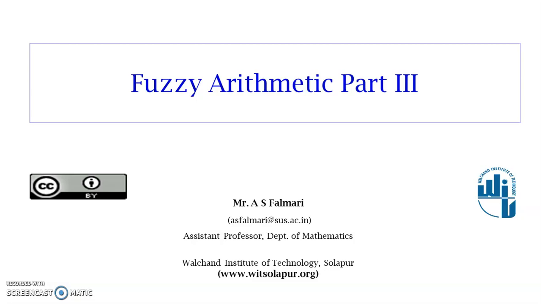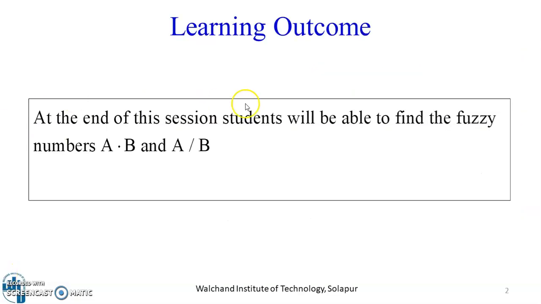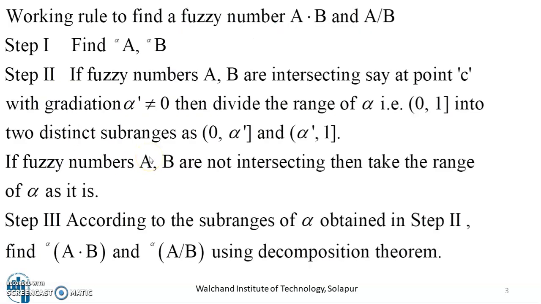In the last two videos, we have discussed how to add and subtract any two fuzzy numbers. In this video and in the next video, we are going to learn how to multiply and divide any two fuzzy numbers. Learning outcome: at the end of this session, students will be able to find the fuzzy numbers A into B and A divided by B.